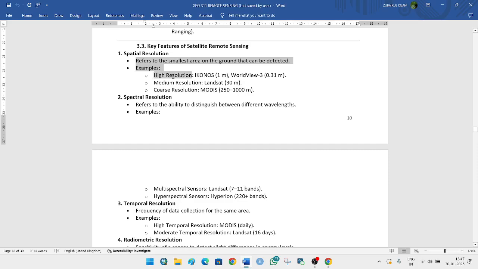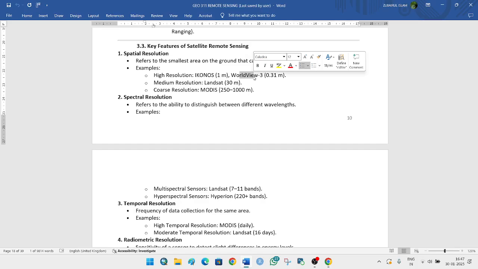So here, the spatial resolution, high resolution data is IKONOS. The spatial resolution, what does it mean? It means when you zoom in the data, you will see the pixel. The pixel size, length and width, is 1 meter by 1 meter. Here it's 0.31 meter. Here 30 meter. So what does it mean? It means if you are using IKONOS data or WorldView data, you can visualize small features at the surface of the earth.